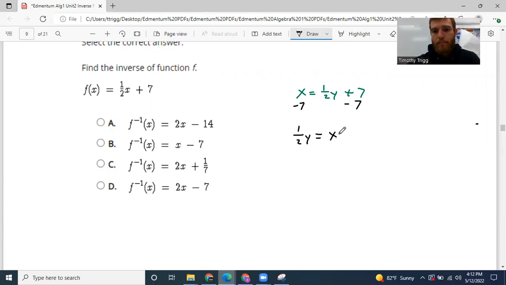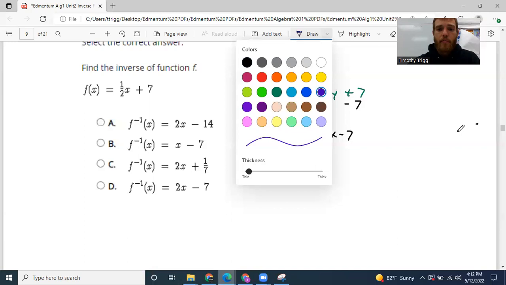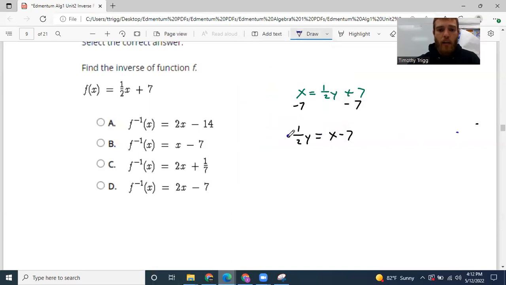x minus 7 here. Then to get rid of the 1/2, we're going to multiply by the denominator. So multiply by 2, and multiply this side also by 2. This cancels here, leaving us with y. Then distribute this 2 here to find the inverse function.